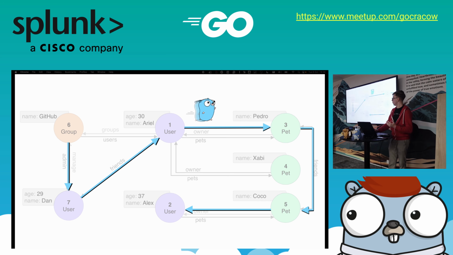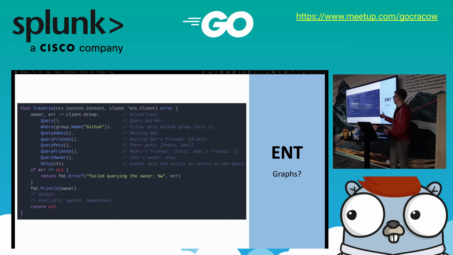So here's an example of a graph with some owners of pets inside some group. And here's a query for that. For someone that does not work a lot with graphs, it might be a bit specific to read at the start. So you can see that we are basically doing a query that is dependent on the previous result.